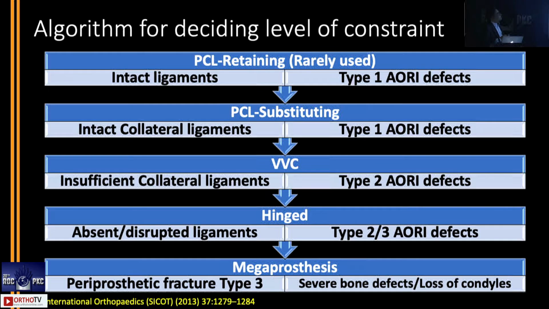So you come from PCL retaining, rarely used, except in intact ligaments and type 1 AORI defects. And PCL substituting, intact collateral ligaments, type 1 AORI. AORI, Hemant has already alluded to that. And then go to the VVC, the next step in the ladder: insufficient collateral ligament and type 2 AORI defects. And then go to the hinged knee: absent or disrupted ligaments, type 2B or 3 AORI, and obviously periprosthetic fracture, type 3 or severe bone defect and loss of condyles. So that is the algorithm there.